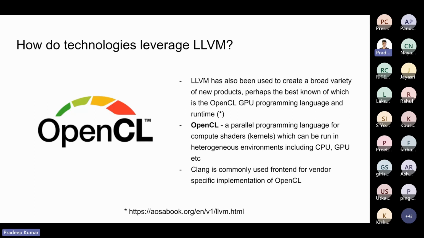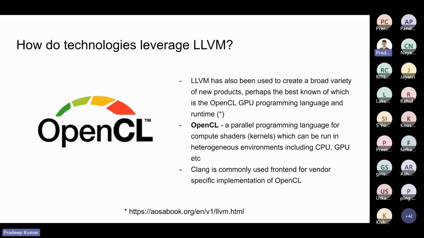OpenCL was started as an open source effort by the Khronos Group, led by a lot of companies, including Apple, Google, NVIDIA, and AMD. The main advantage of using OpenCL is that you can take an OpenCL program and run it across different platforms, whereas CUDA is restricted to NVIDIA.